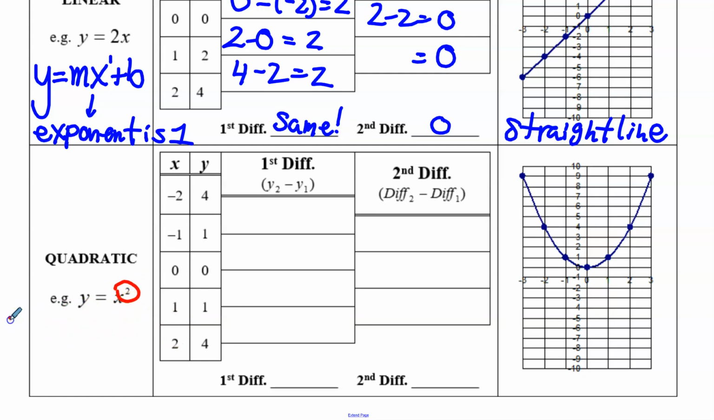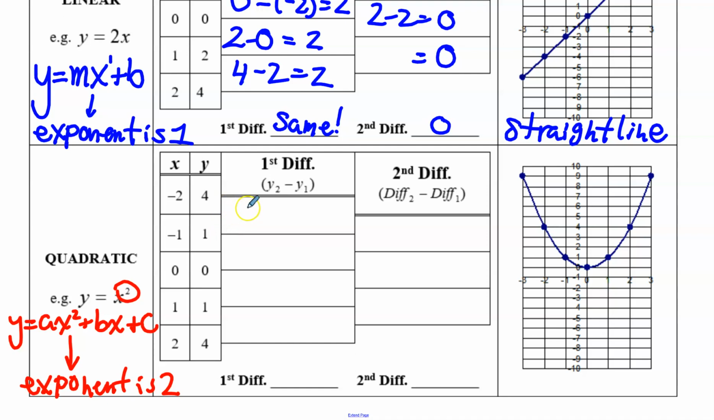Okay, so a quadratic relationship is anything with a squared in it. The actual base equation looks like this. We didn't really talk about this, but maybe you did last year. What we want to note here is that the exponent is 2. So there's a squared always in a quadratic relationship.